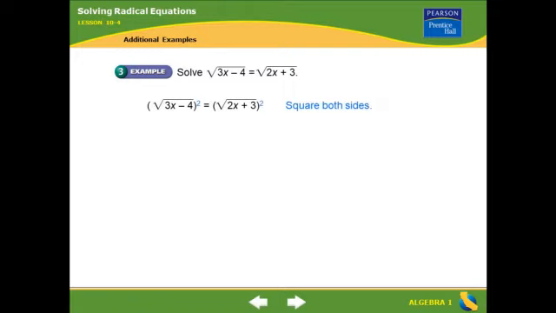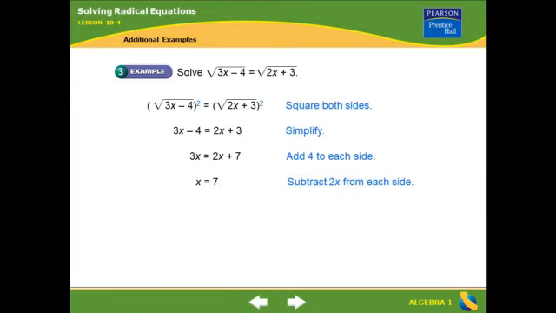So squaring both sides, I will have the square of the left side, that is 3x minus 4, and then the square of the right side, that is 2x plus 3. Simplify this by adding 4 to each side to isolate 3x on the left side, that is 3x equals 2x plus 3 plus 4, that is 7. Then subtract 2x from each side to solve for x. So 3x minus 2x, that is x, equals 2x minus 2x, that is 0, plus 7, so x equals 7.